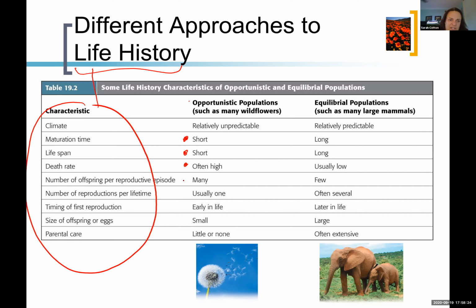How many seeds do they make? Because remember, seeds are baby plants, right? How many seeds do wildflowers make? A ton, right? So every time they reproduce, they produce lots of offspring.